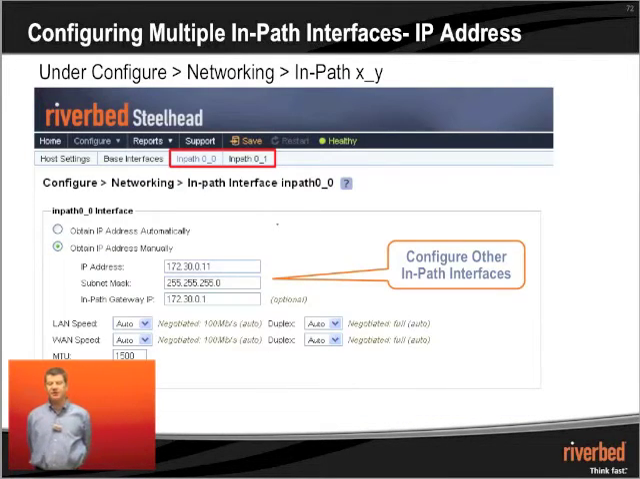Also, we need to configure the IP address, the subnet mask, and the default gateway for those other in-path interfaces. We select the in-path interface that we want to configure, and then provide the required information in the field.